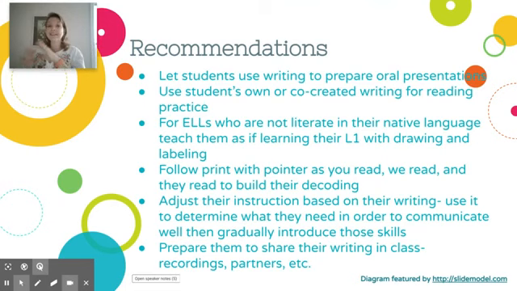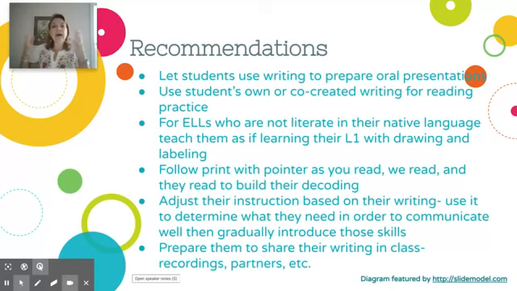Follow print always as you read. I read, you read, we read, I read, all of us read. You heard that with Miss Carol Salva today. They learn to build their decoding skills and their sight vocabulary, and it's so powerful. And if it's their words, put them all over the wall.